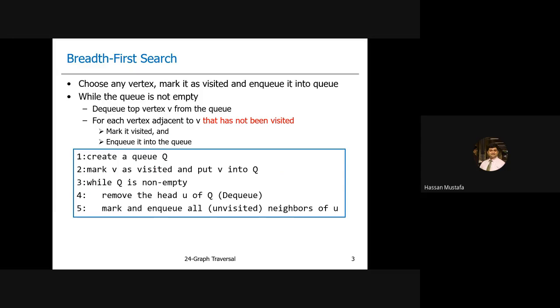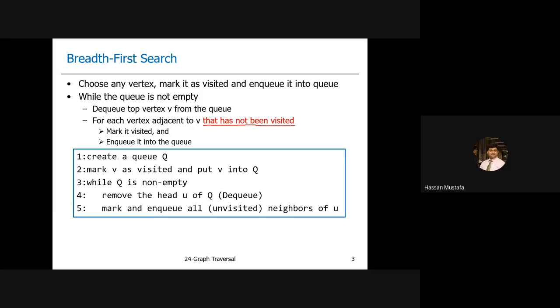Okay, so this is the formal way. Create an empty queue, mark V, the starting node, as visited, and put it into the queue. Now this is the only node in the queue. Then I would simply go into a generic loop. What it would do is remove the head of the queue and mark and enqueue all the unvisited neighbors of that node.